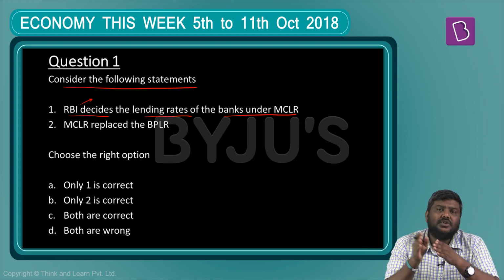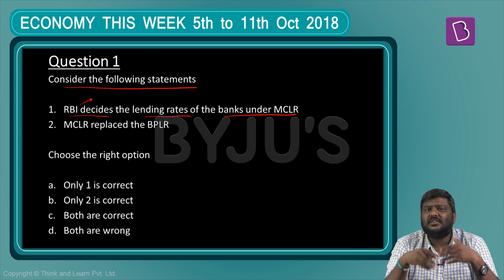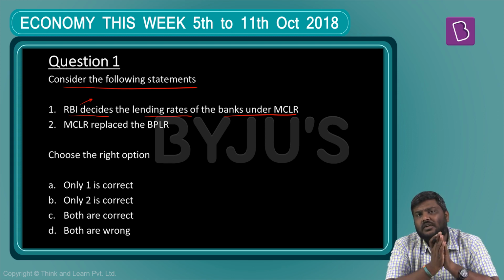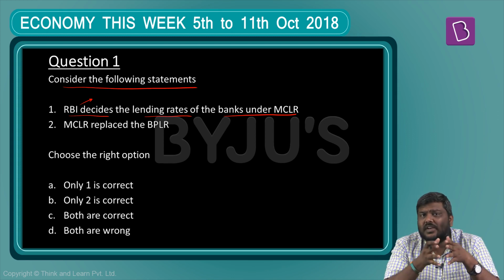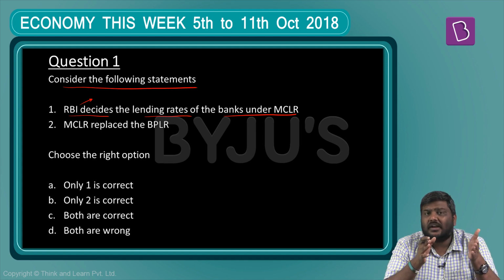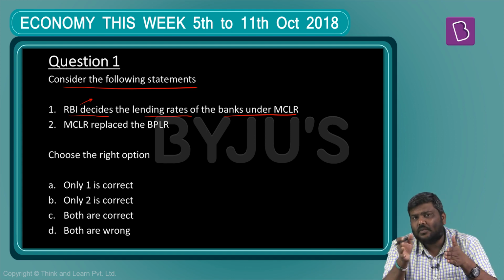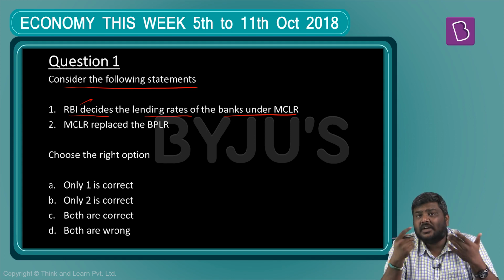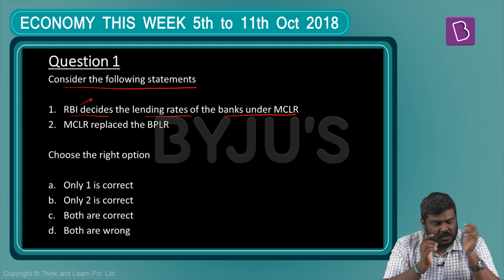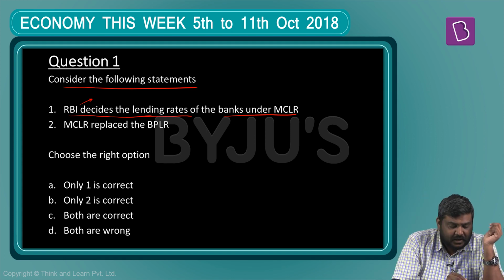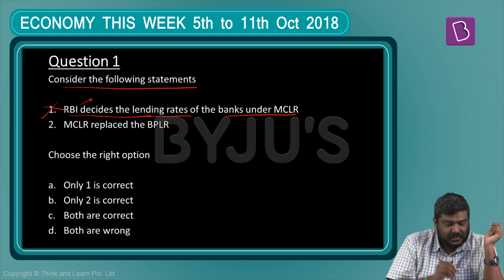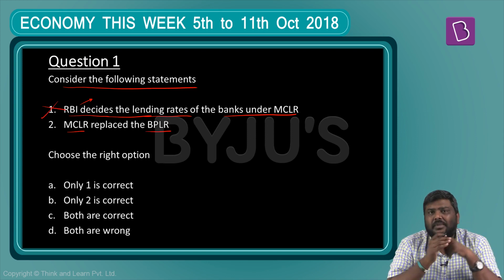Each and every individual bank will have different lending rates for the same form of loan. For example, if you take a two-wheeler loan in bank X, the rate of interest will be different from bank Y. The repayment conditions will be different, so on and so forth. So does RBI decide the lending rate? No, this is wrong. Second one, MCLR replaced BPLR.